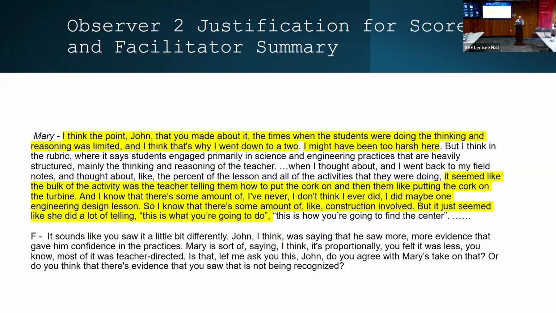The first observer gives this high rating and said even though most of the class was teacher-directed, there was a lot of engineering practice evidence when students worked in small groups. And I think you can see that. I tried to highlight some of those examples, right? Okay.